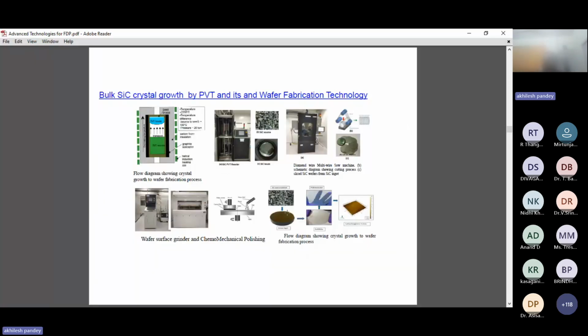Now, come to the silicon carbide bulk technology. First, I will briefly explain the bulk silicon carbide crystal growth by PVT and its wafer fabrication technology. Silicon carbide can be grown by the physical vapor transport method. In the physical vapor transport method, silicon carbide polycrystal is kept in the crucible, and then by heating it goes up to 2200 degrees centigrade.